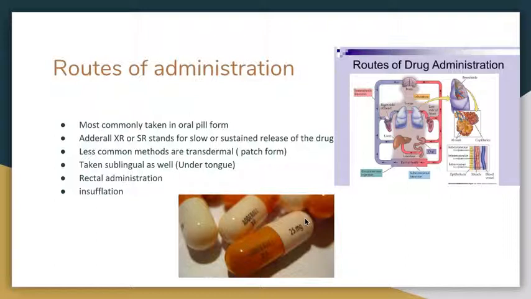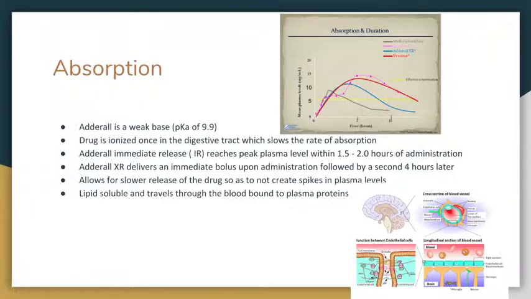Another less common approach would be transdermal. This is also a slower release compared to these three down here. So sublingual, which is under the tongue, and under the tongue there are a lot of blood vessels, so it absorbs the drug more quickly. Rectal administration and insufflation as well. So these routes act faster, so the drug is more effective, I would say.